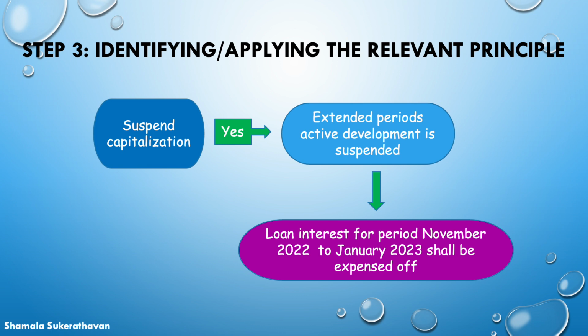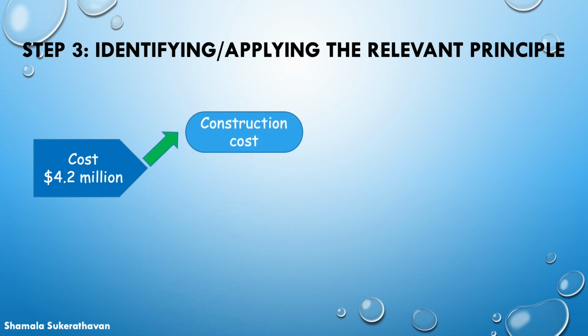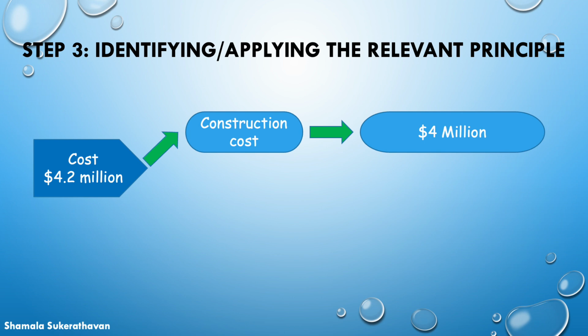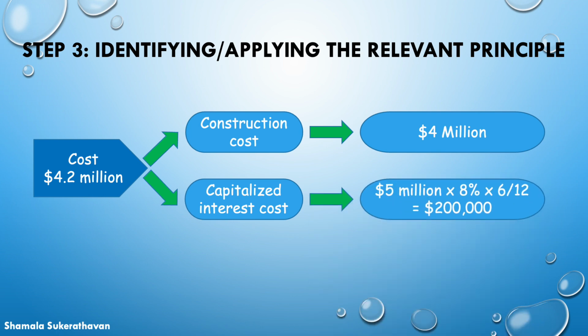In the financial year ended 31st May 2023, ABC Limited shall recognize a total cost of $4.2 million as part of its property, plant and equipment, comprising of 1. Construction costs incurred to date of $4 million, and 2. The directly attributable interest cost of $200,000, being 6 months interest on the loan of $5 million at 8%.